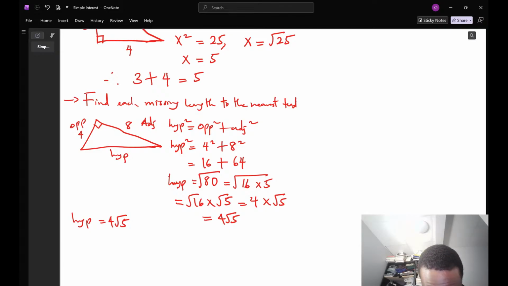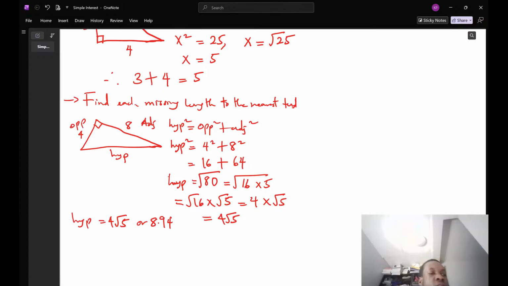So we have the square root of 80. Sorry, let me just pick up my calculator. The square root of 80 is equal to 8.94. So that's the answer for that question.